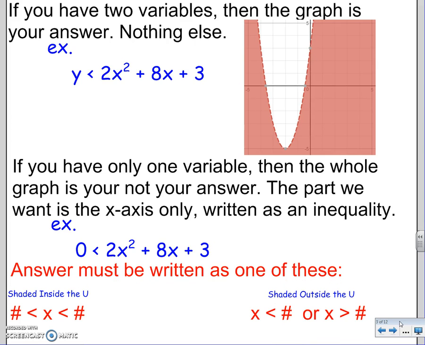Now, make sure you get the signs correct. If it's shaded inside the U, it's always number less than x less than number, right? Less than. Don't change those signs around. If it's outside the U, it's always x less than the number, and the word or, and then x greater than the other number. The only change you could do is if there's a solid line, then you put equal signs underneath. But those arrows do not change directions at all.